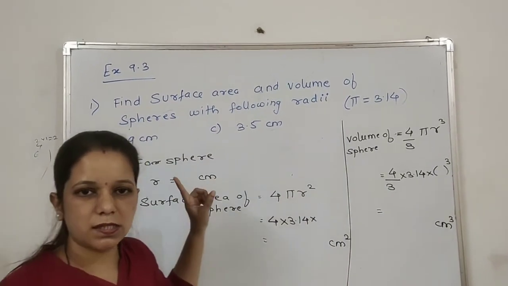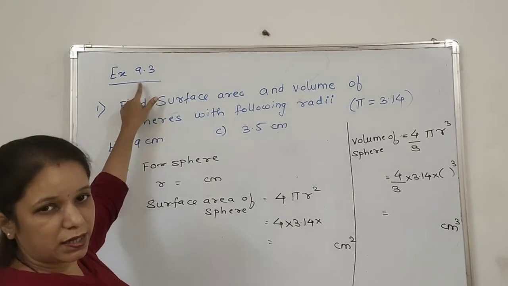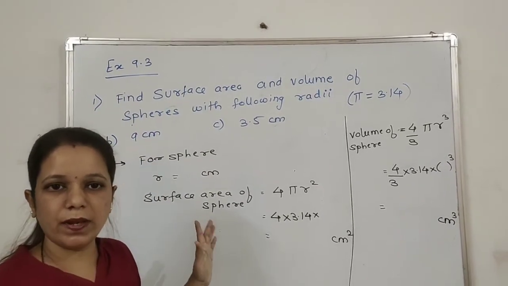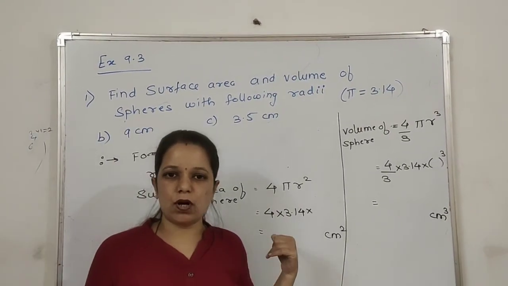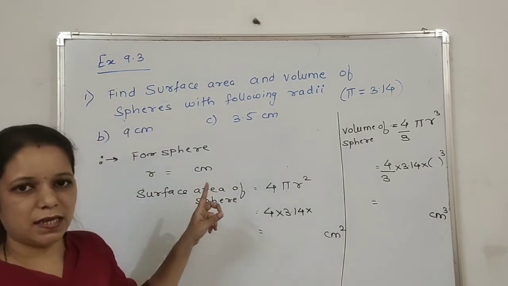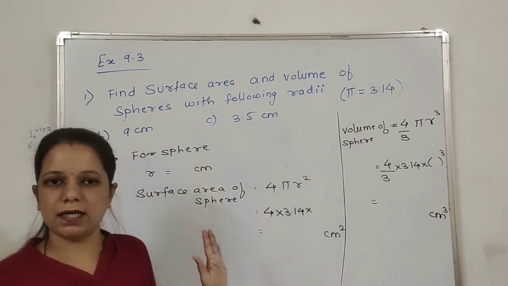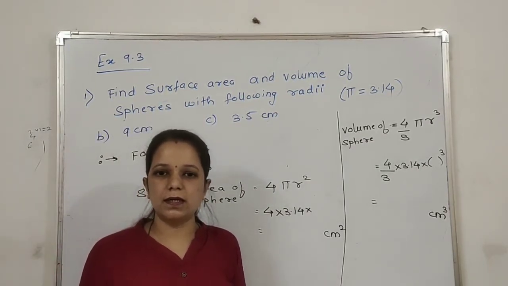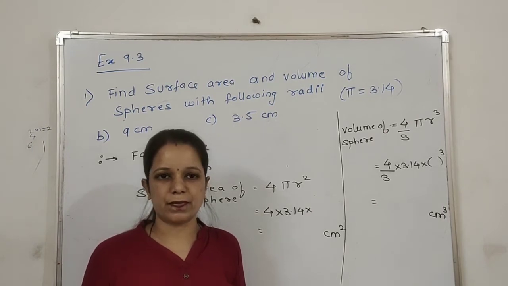Okay, so this exercise 9.3 question 1 is very simple. First A I have solved it for you. For B and C, just put the required radius values and you will get the answer.